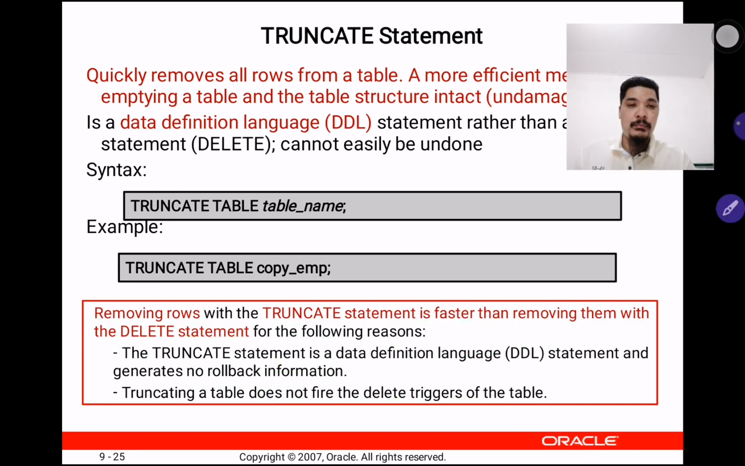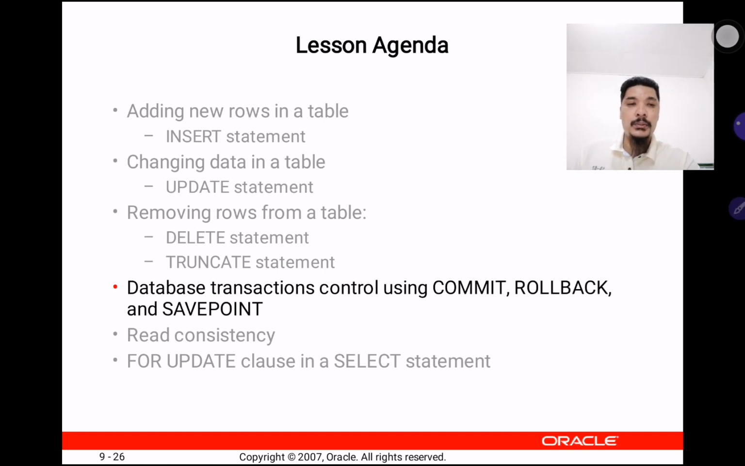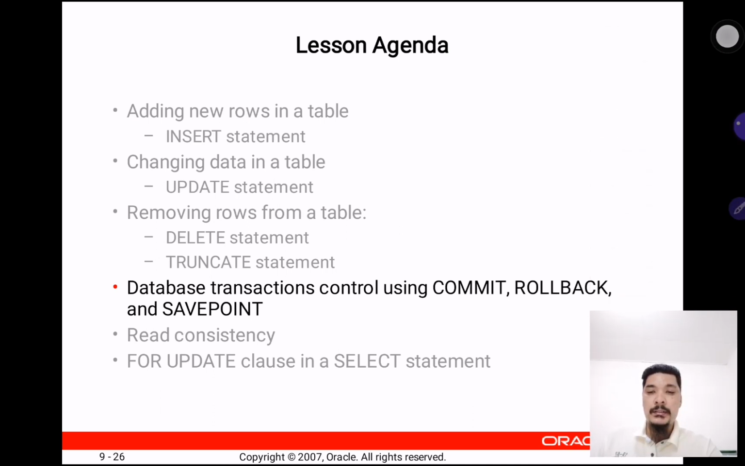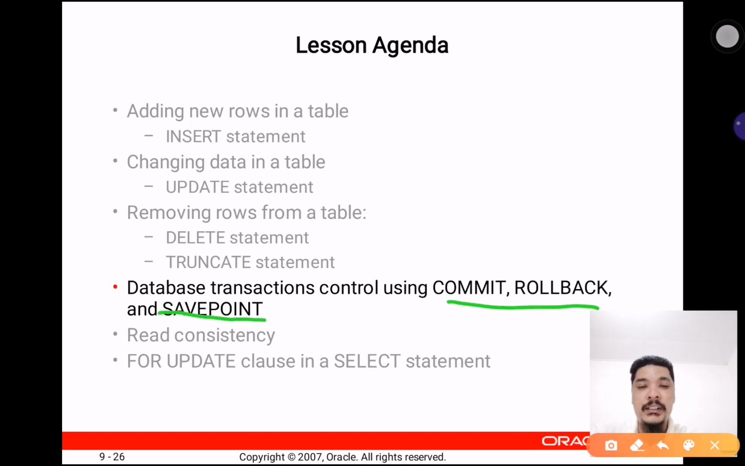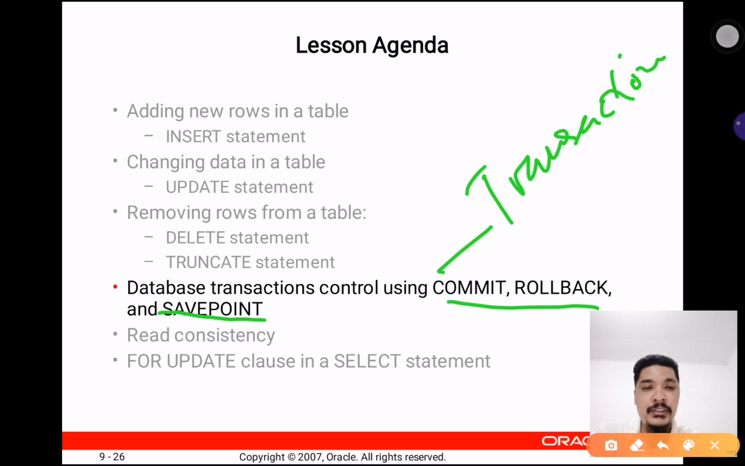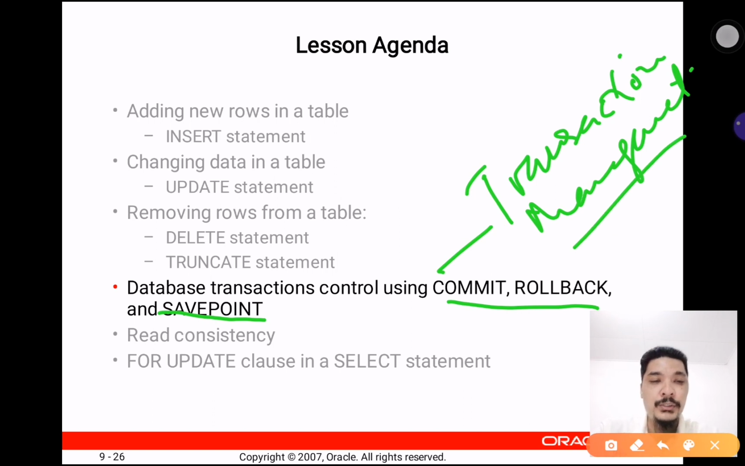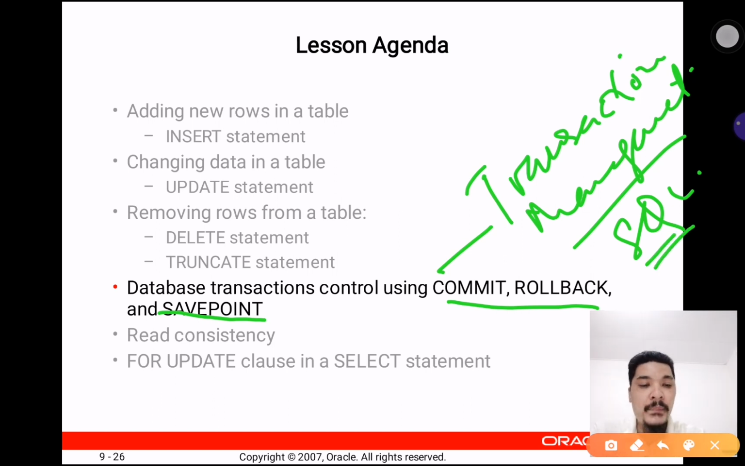Okay, next, move to the next statement. So we have another lesson here: database transaction control using commit, rollback and also savepoint. This is a lesson from the chapter on transaction management. Before this we only learned about the theory, but now we can see examples based on SQL.